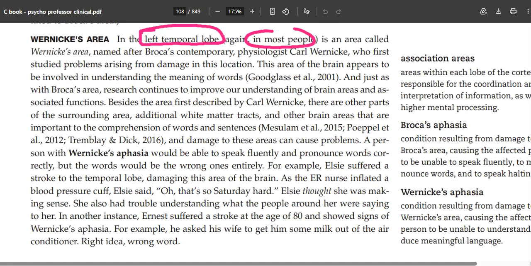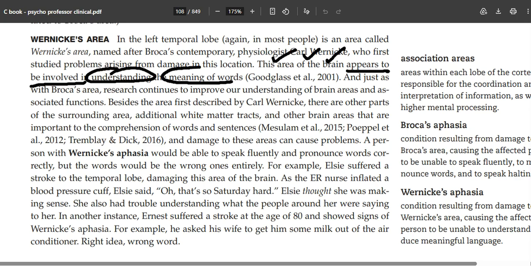Again, in most people there is an area called Wernicke's area, named after this. Studies look at problems arising from damage in this location. If this Wernicke's area in your left temporal lobe gets damaged, what will happen? This area of the brain appears to be involved in understanding the meaning of words. Comprehension is possible because of Wernicke's area.